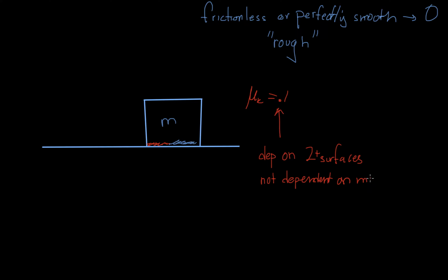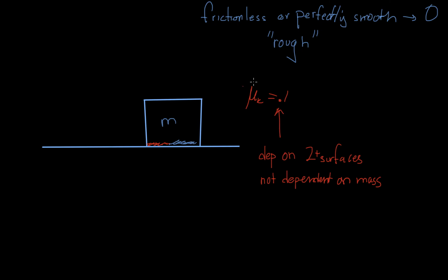And this isn't to say that kinetic friction, as a force, isn't dependent on mass, but rather that the coefficient of friction is not dependent on mass. Once we use this coefficient of friction, we'll incorporate mass into how we use it. So how do we use the coefficient of friction, mu sub k?